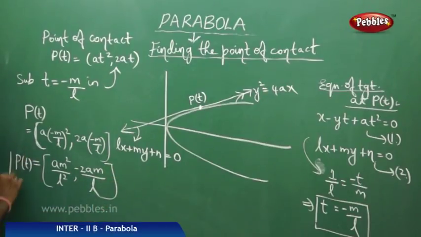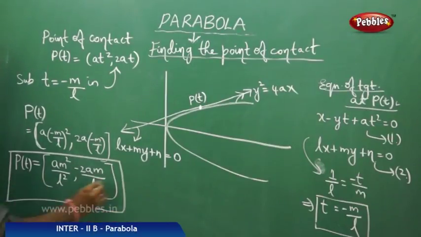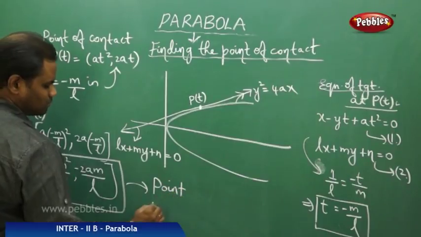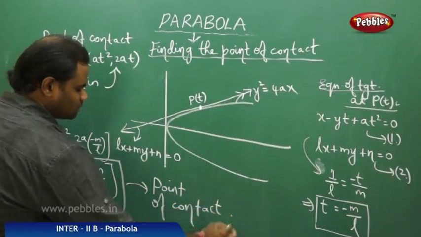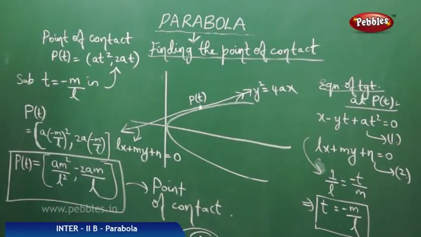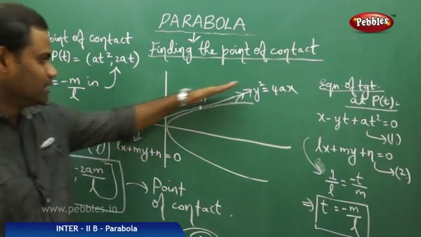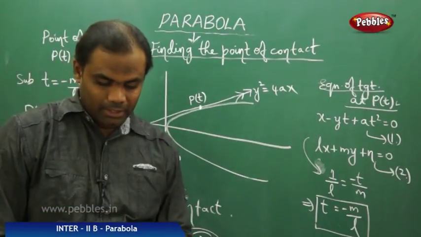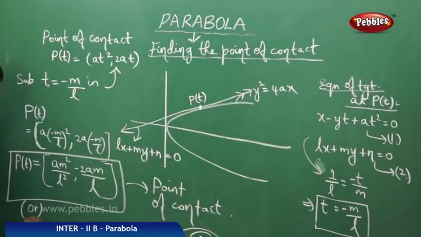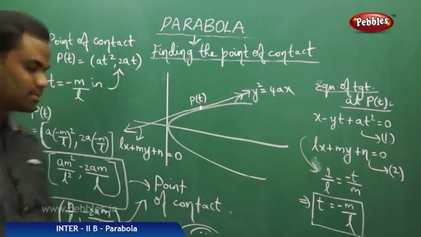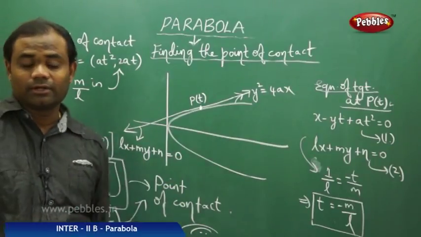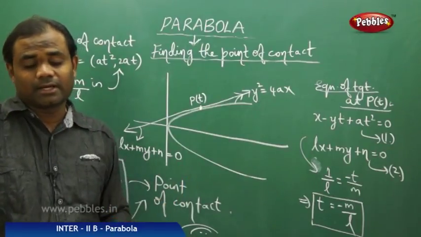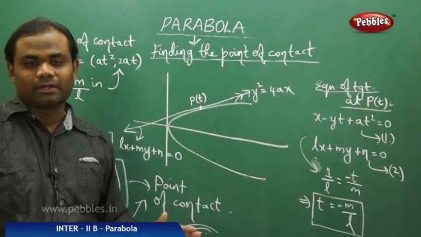is what we get as the point of contact. So my point of contact of the line Lx plus my plus n to the parabola y squared equal to 4ax is am squared by L squared and minus 2am by L, or this can also be simplified to be n by L and minus 2am by L. Both are these points of contact in their different forms for the parabola y squared equal to 4ax with the line Lx plus my plus n equal to 0, the point of contact of the line with the parabola.